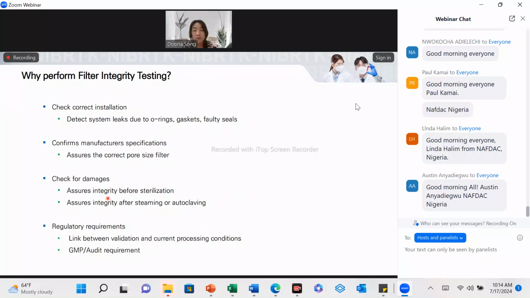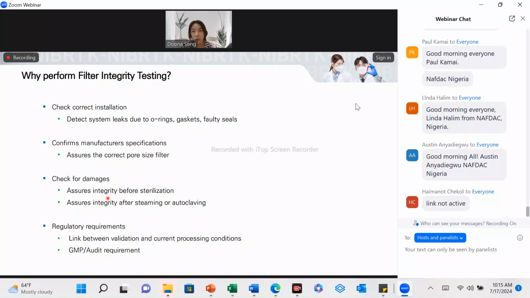So why perform a filter integrity test? First, check correct installation. We perform the filter integrity test to make sure the filter is installed correctly. This test helps detect any system leaks caused by issues with O-rings, gaskets, or faulty seals before the actual process.